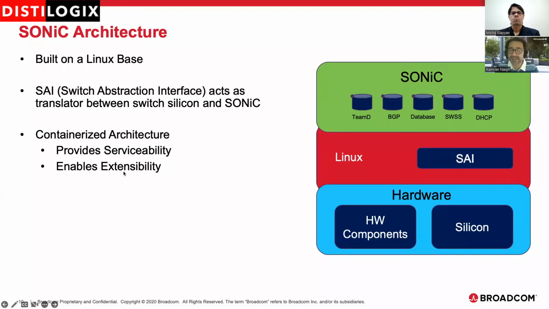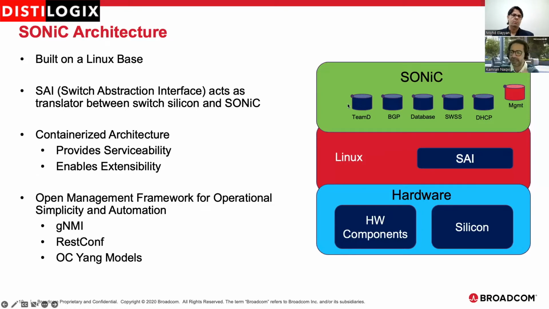The second thing is extensibility. Think about it. If you want to add a new feature, you do not have to muck about with the core fundamental features of your operating system because they are running in a different container altogether. For example, Broadcom, we added a new management framework to SONiC. And you know what we did? We added a new container and we added the management framework there. We added all these GNMI capabilities, etc., these Yang models. We added it to that container. So that's why extensibility of SONiC is amazing.